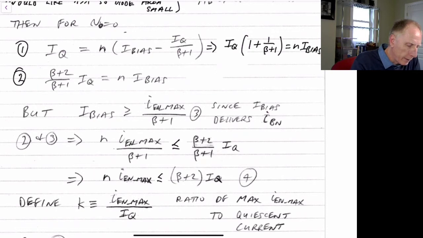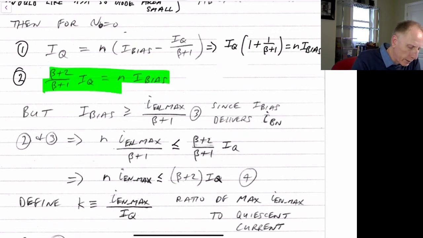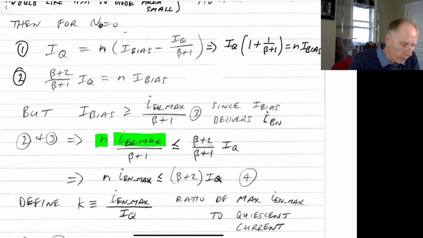So if we combine this equation and this equation here, we see that N times the maximum current ever going through the NPN transistor divided by beta plus 1 has to be less than or equal to beta plus 2 times IQ.